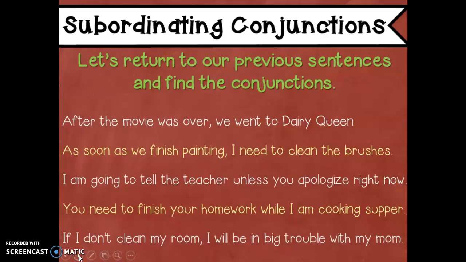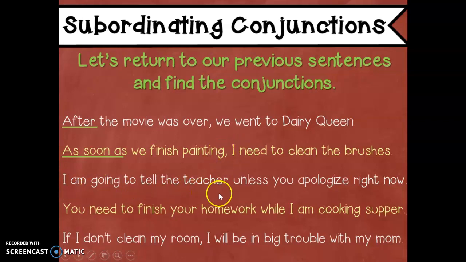Okay, so let's look back at some of our previous sentences and find the conjunctions. In sentence 1, my conjunction is going to be after. Again, after the movie was over is my subordinate clause. We went to Dairy Queen is my main clause. And so since the subordinate clause comes first, I need a comma. As soon as we finish painting, I need to clean the brushes. So again, the subordinating clause comes first. Okay, this is the subordinating clause. So I need a comma.